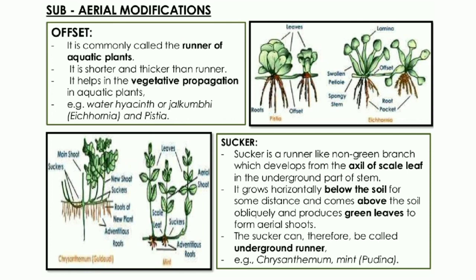So here the sucker can be called an underground runner. One internode will grow in the soil. At the next node, a shoot will develop in the aerial portion and adventitious roots will form in the soil. That is what we call a sucker. These are the 4 modifications of the stem in subaerial modification.